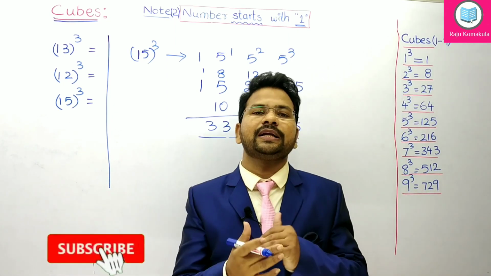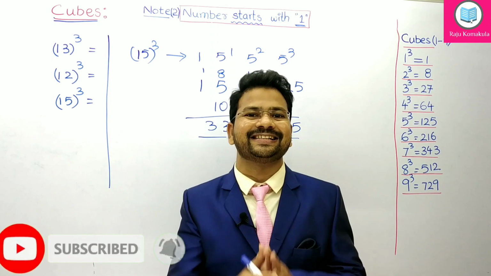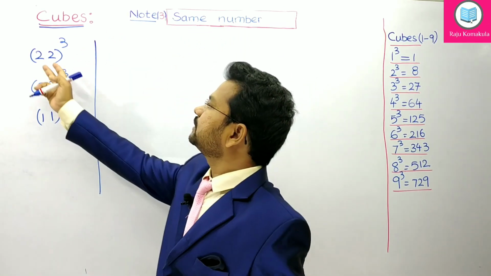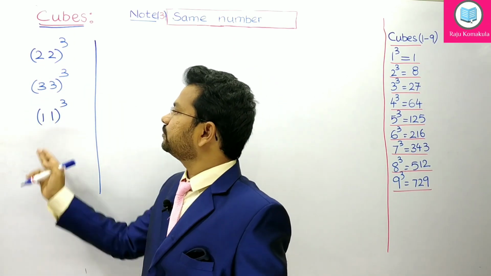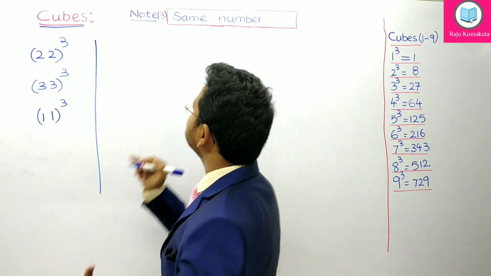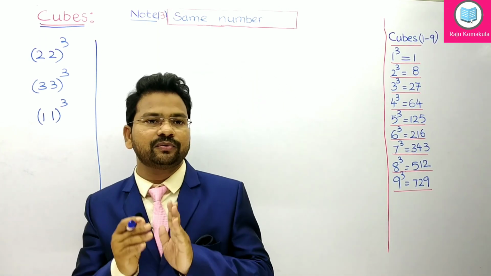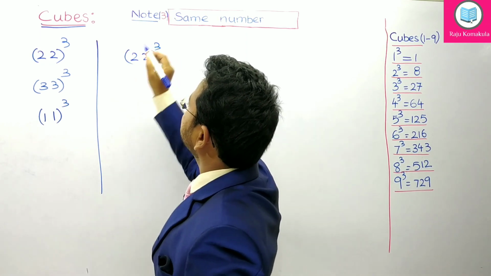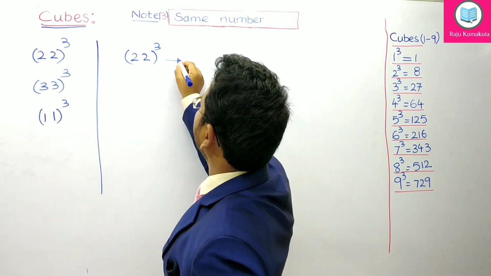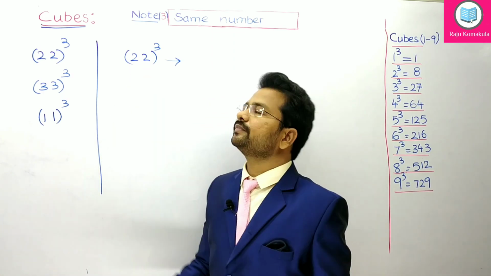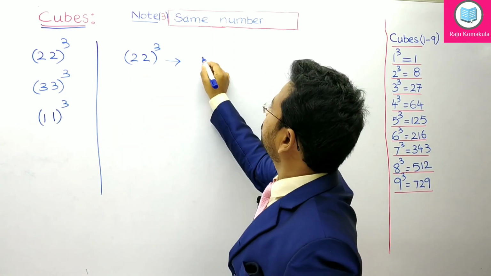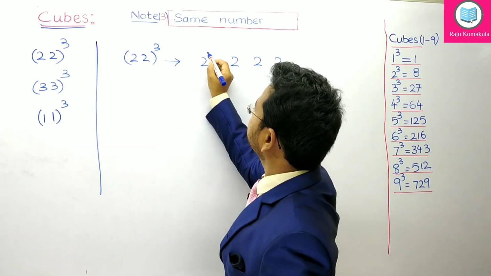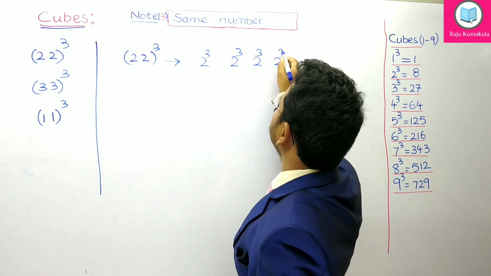In this way you can calculate cube numbers very easily. Same numbers, that is 22 cube, 33 cube, 11 cube. So this is a different method. I will explain it; listen carefully. When you get the same digit in the cube, you have to write the same number 4 times: 2, 2, 2, 2, and cube all of them. 2 cube, 2 cube, 2 cube, 2 cube.